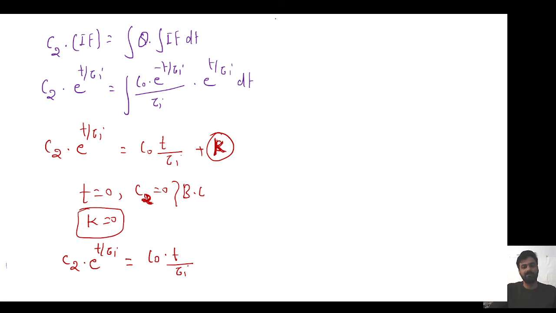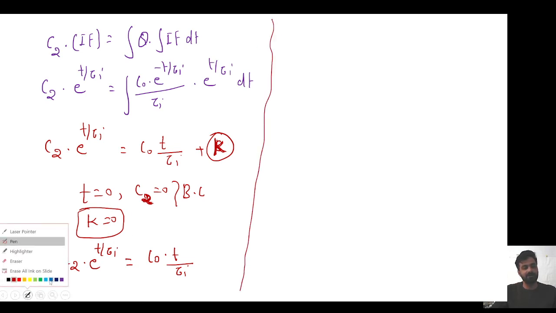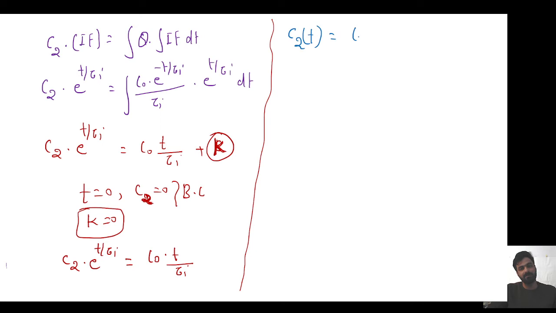So our objective is to calculate C2. Finally you have got C2. This is a function of time, that is equals to C naught t by tau I e to the power minus t by tau I. Are you getting? C naught t by tau I and e to the power minus t by tau I.